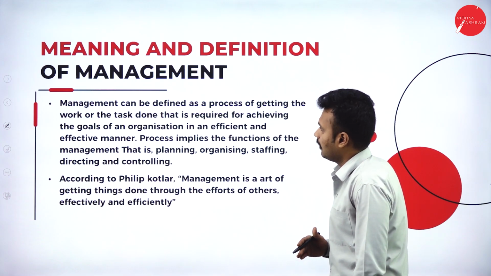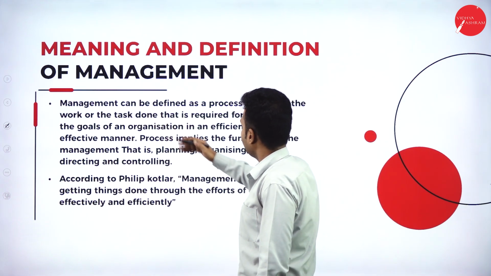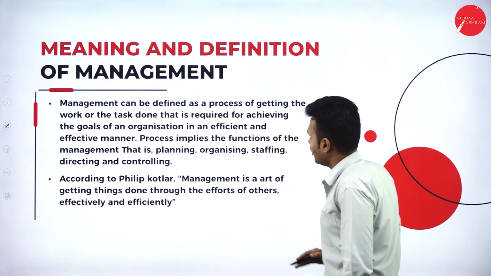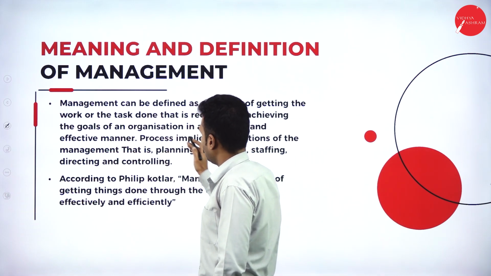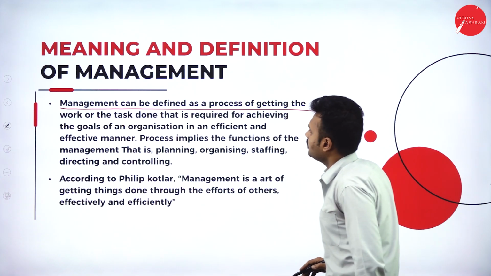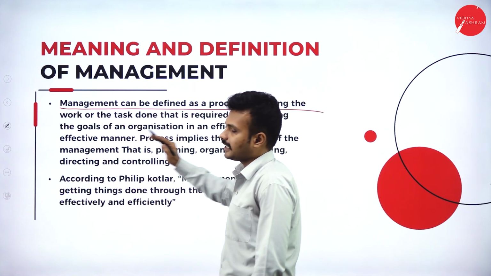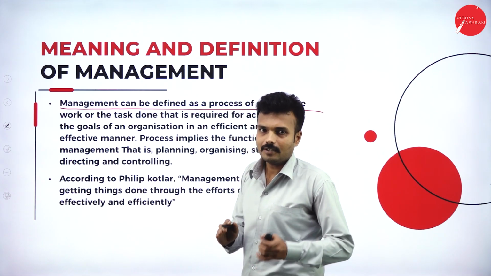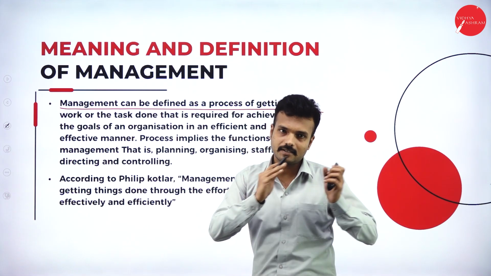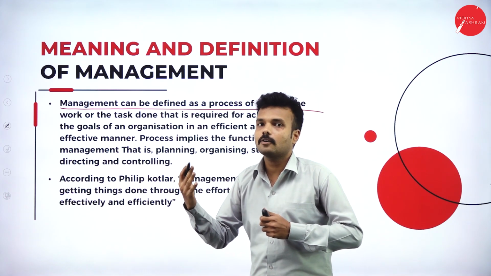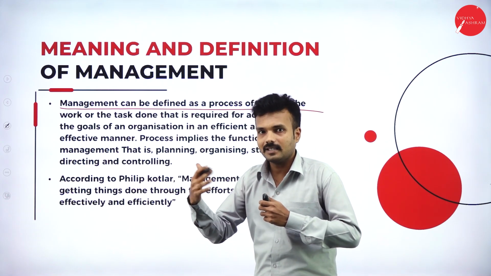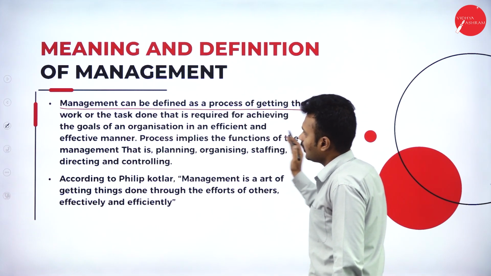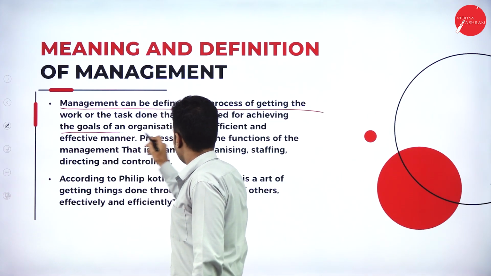Meaning and definition of management. Management can be defined as a process of getting the work or a task done that is required for achieving goals of an organization. As we know, management is defined as a process of getting the work done through the efforts of others. So, in management, there is a process, there is a procedure for which we are going to take the work from the subordinates. Work or the task done that is required for achieving the goals of the organization.